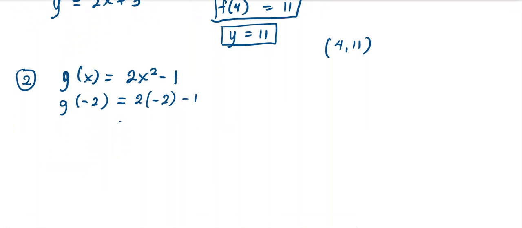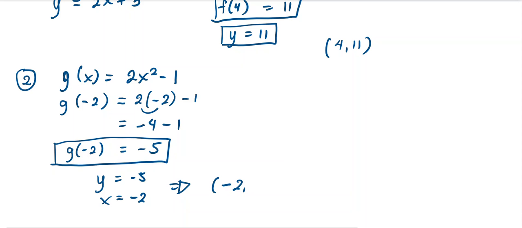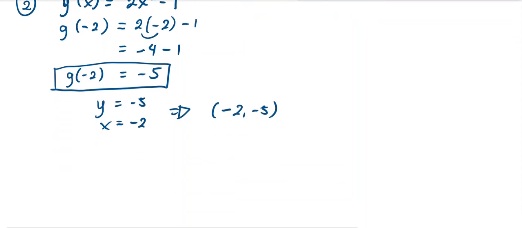And that is, okay, 2 times -2, -4 minus 1. Okay, so -4 minus 1 is -5. Therefore, g of -2 is -5, which means y is equal to -5 when x is -2. So this corresponds to an ordered pair, -2, because the x comes first, and -5. Okay, let's have another example.